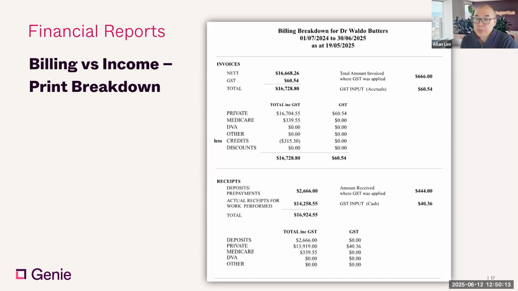The second part of the report shows the receipt totals, separating actual receipts for work performed, which is used for cash accounting, whilst a separate value is specified for deposits and prepayments, as these are not usually included in cash accounting, but will be reported for accrual accounting.